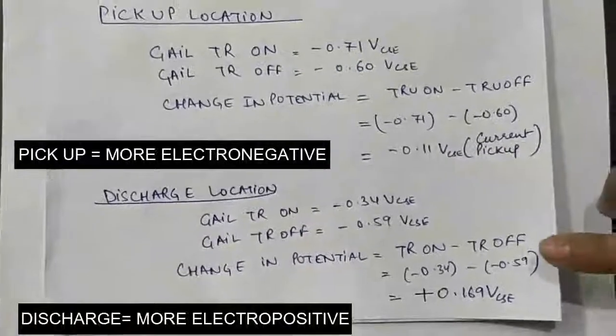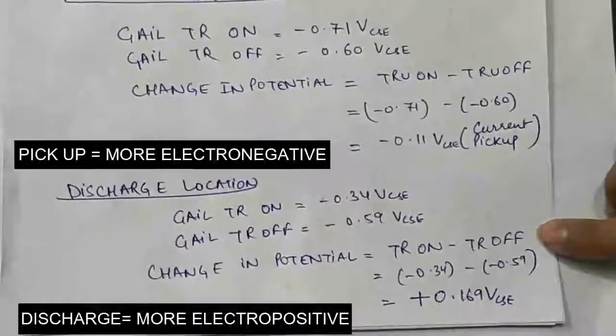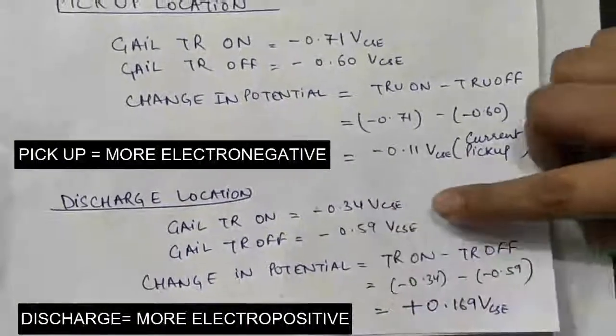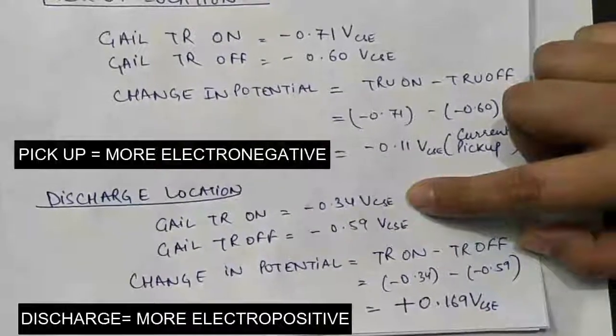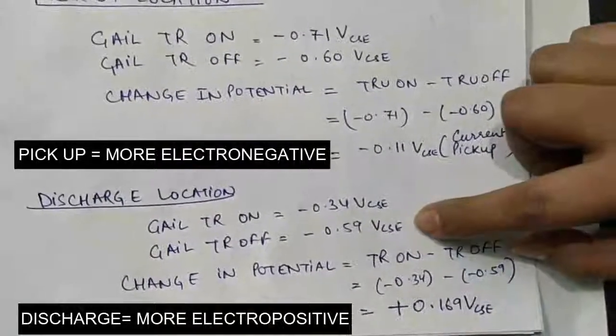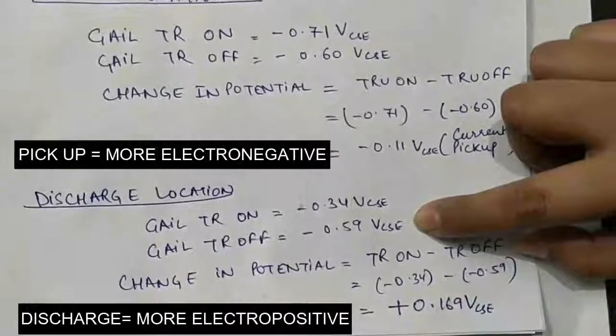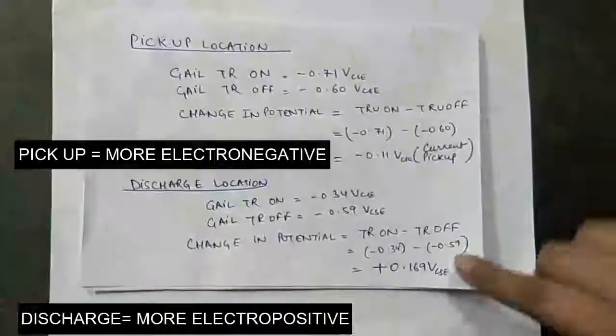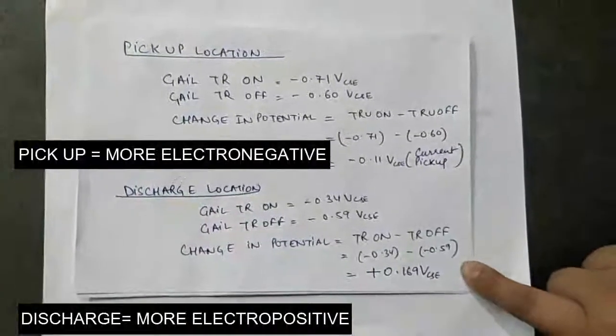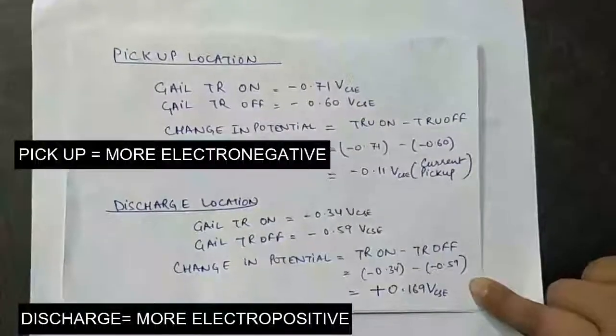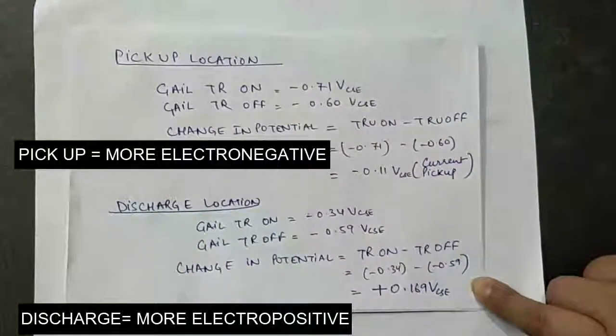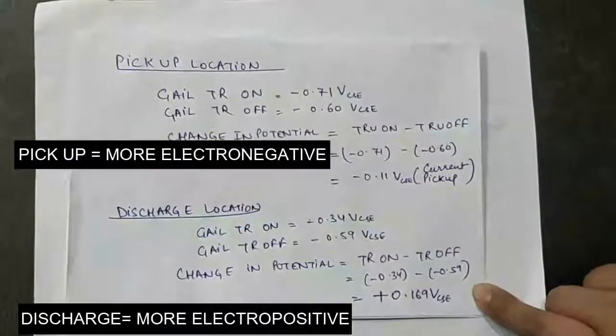Let's see what happens at the discharge location, that is the crossing location. When the GAIL's TR unit is on, we are getting a value of minus 0.34 volt. When the TR unit is switched off, we are getting a value of minus 0.59 volt. Change in potential value shows a positive potential swing of 0.169 volt, which is greater than 100 millivolt, confirming DC interference.